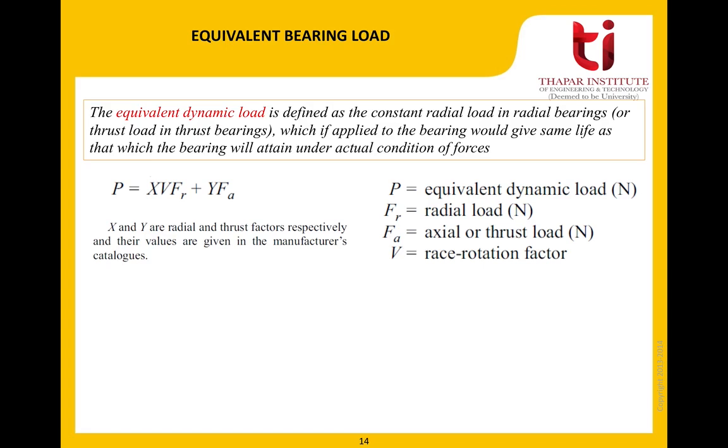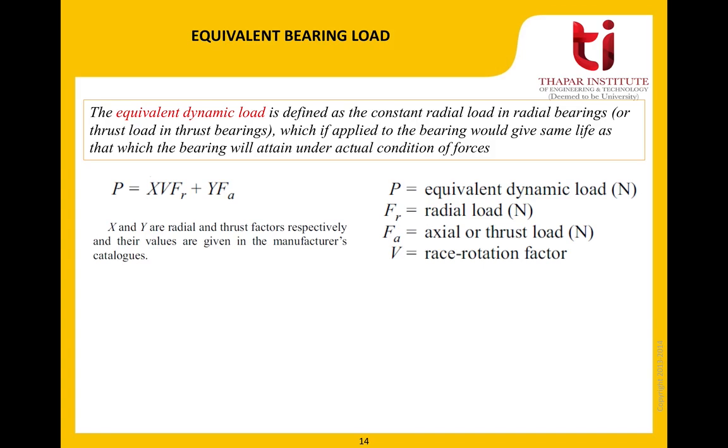Now coming to a new concept, that is the equivalent bearing load. You must understand that in actual applications, the force acting on the bearing has two components, as we discussed earlier, that is the radial component and the thrust or axial component. It is therefore necessary to convert the two components acting on the bearing into a single hypothetical load, fulfilling the conditions applied to the dynamic load carrying capacity. Then the hypothetical load can be compared with the dynamic load capacity. So this equivalent dynamic load is defined as the constant radial load in radial bearings or thrust load in thrust bearings, which if applied to bearings would give the same life as that which the bearing will attain under actual conditions of forces.